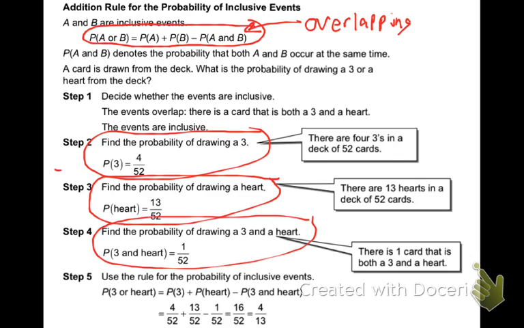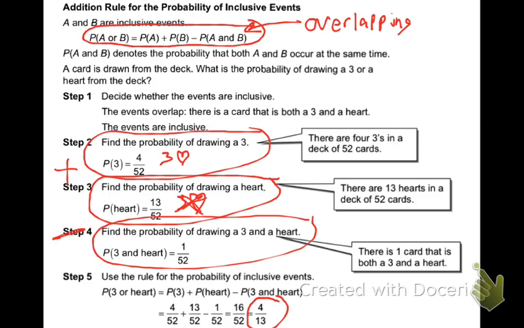So I add the first two, and then I subtract that overlapping event to find my exact probability. And that's the inclusive event. Okay? Now, does everybody know why we have to subtract it? Well, technically, I have a 3 of hearts here. And technically, I have a 3 of hearts here. I'm counting it twice. But how many 3 of hearts do I actually have in the deck? Just 1. So I'm going to subtract that 1 off, giving me my true probability.